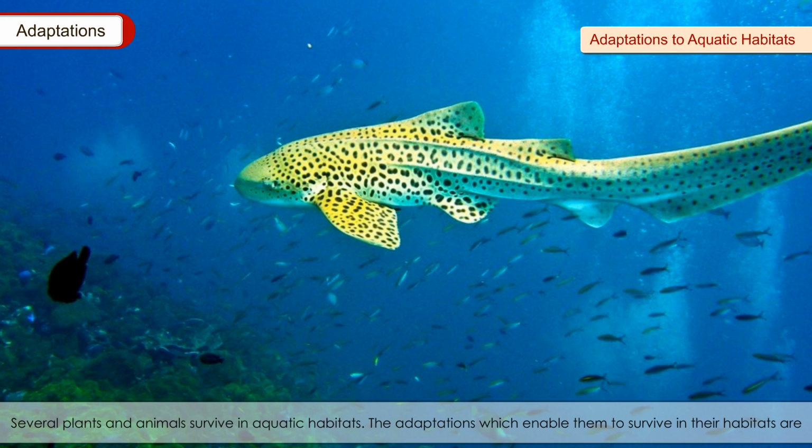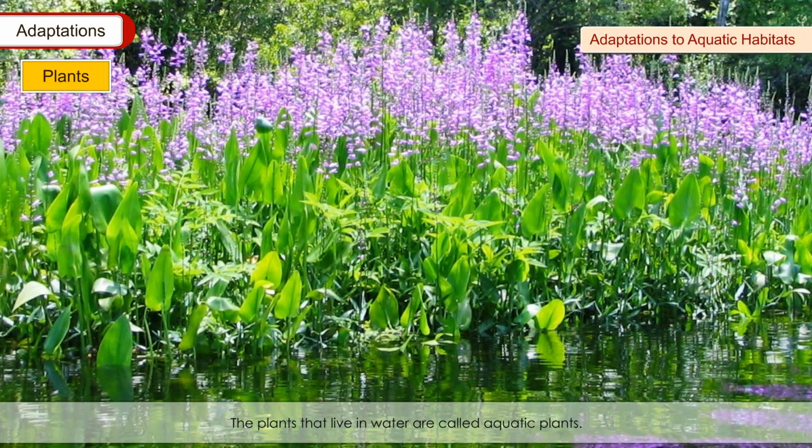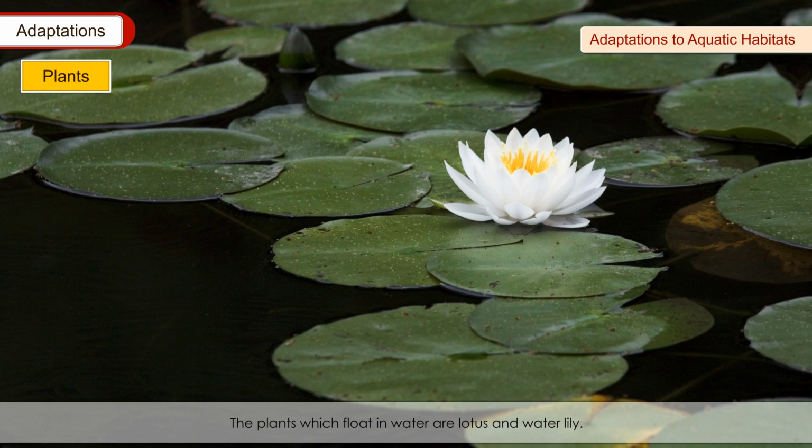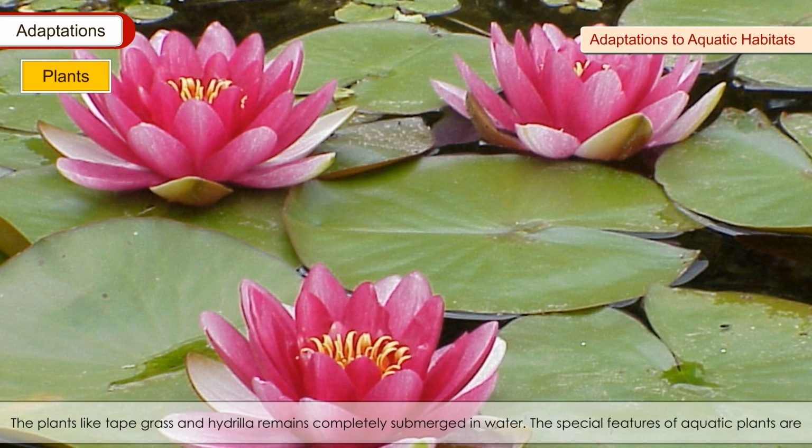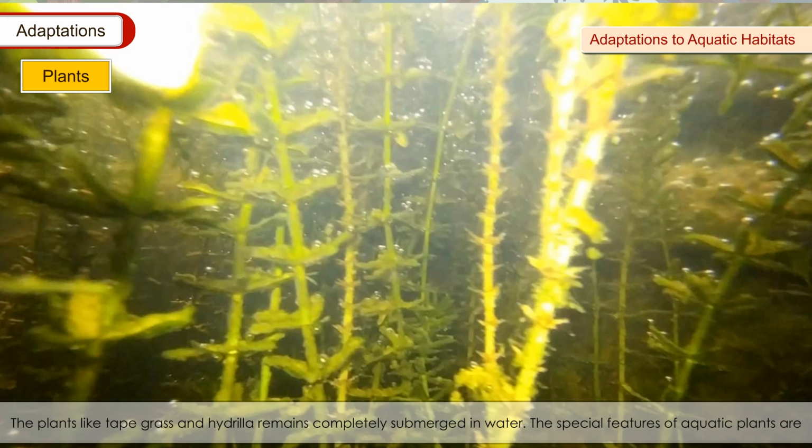Adaptations to aquatic habitats. Several plants and animals survive in aquatic habitats. The adaptations which enable them to survive in their habitats are as follows. Plants. The plants that live in water are called aquatic plants. The aquatic plants may be floating or completely submerged in water. The plants which float in water are lotus and water lily. The plants like tape grass and hydrilla remain completely submerged in water.